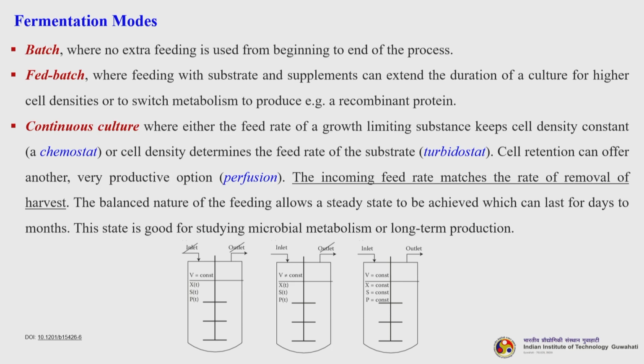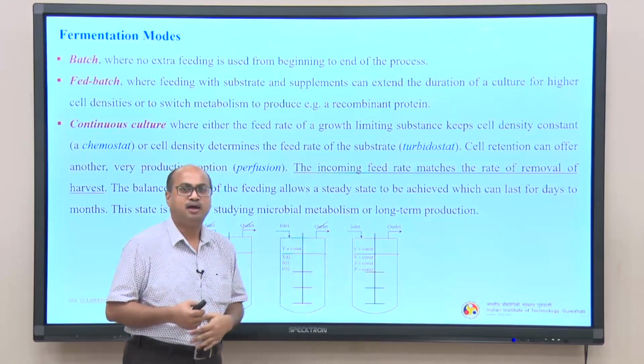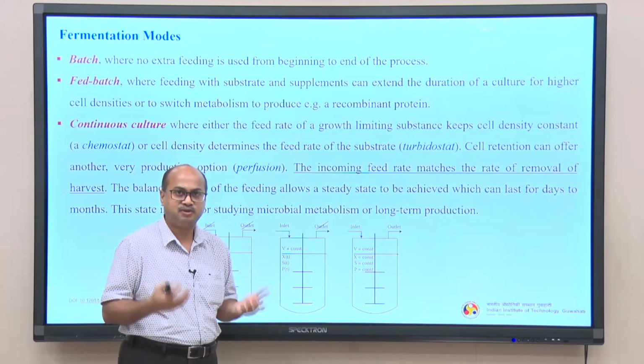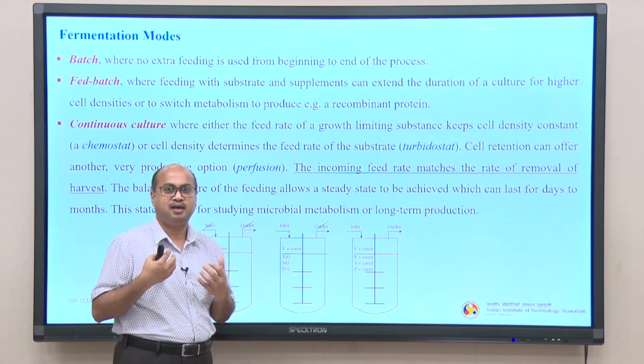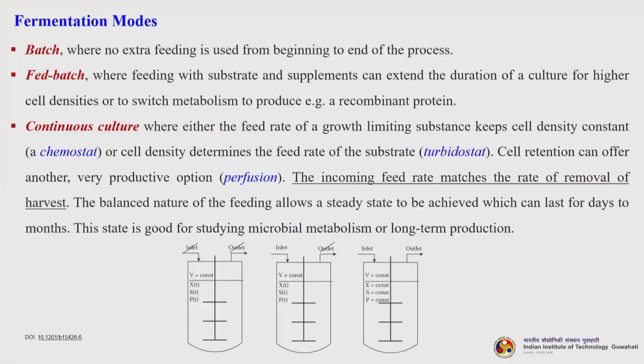The next is the continuous culture, where inlet and outlet both are open throughout the process. That is why it is a continuous process, with continuous feeding and continuous taking out of the reaction products. So, it is mostly adopted in industries. In continuous culture, where the feed rate of a growth limiting substance keeps cell density constant, that reactor is called a chemostat, or where cell density determines the feed rate of the substrate, that reactor is called a turbidostat.